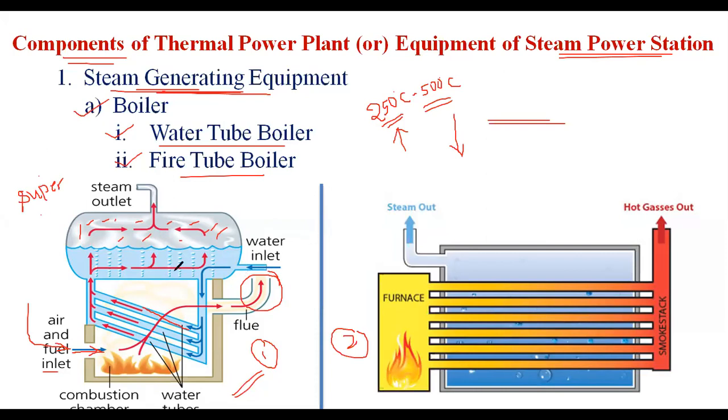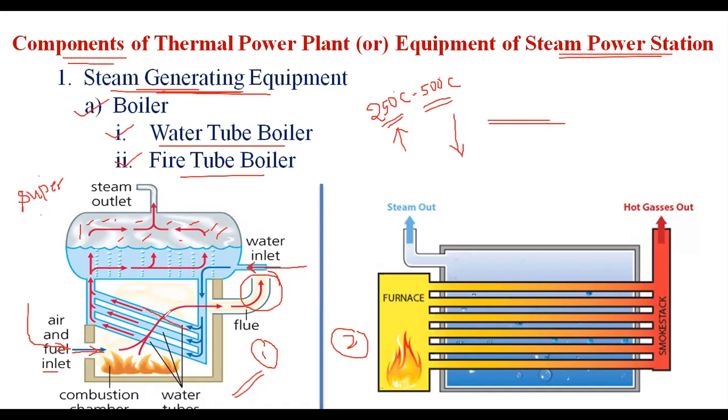Again, since steam is generated continuously for 24 hours a day, 365 days a year, the water level will be reduced. Again, we want to pour in water. This is nothing but the water inlet. The water is carried from the feed water pump through the economizer.